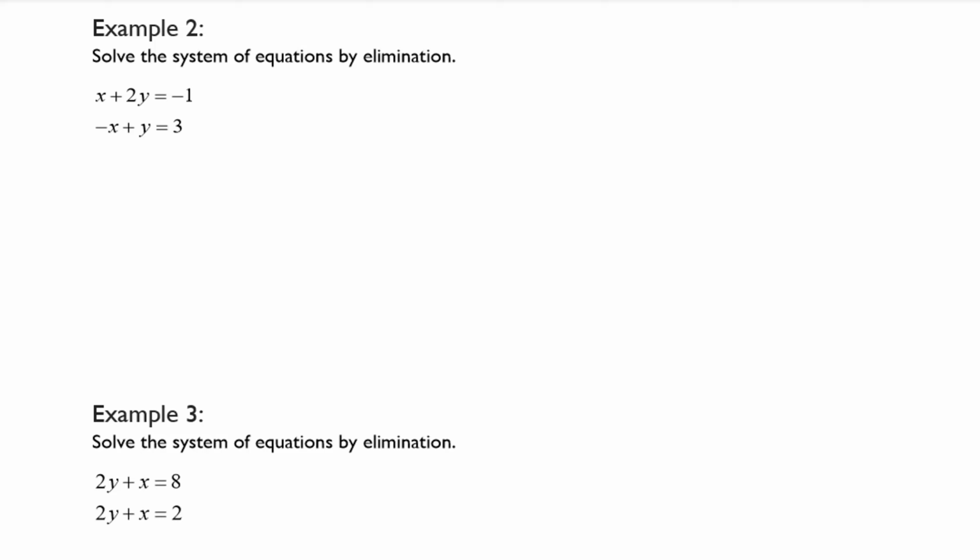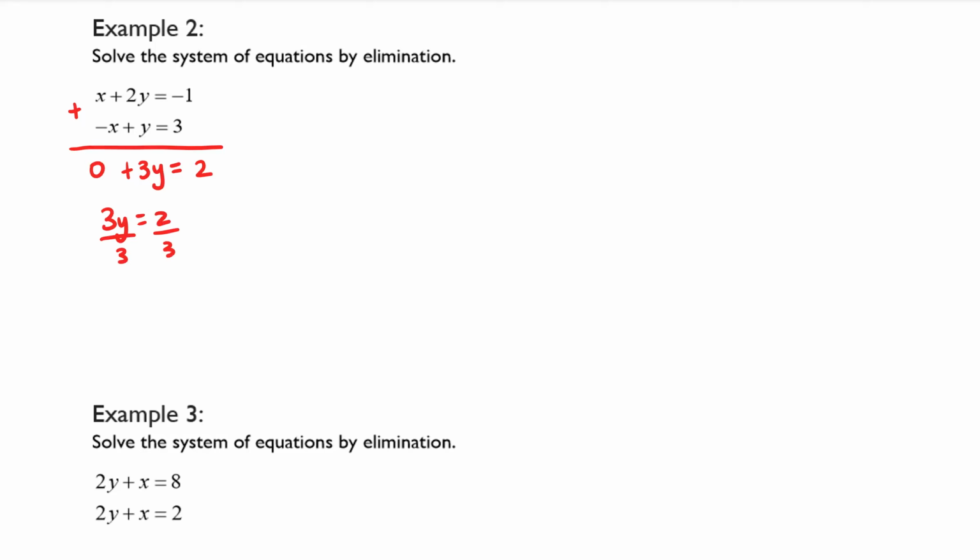Here in example 2, we have x plus 2y equals -1 and negative x plus y equals 3. Now, the equations are set up in a way that I don't need to do anything other than add these two equations together because x plus negative x gives me 0. So that gives me 0, and then we have 2y plus y gives me 3y, and -1 plus 3 gives me 2. So we get 3y equals 2.